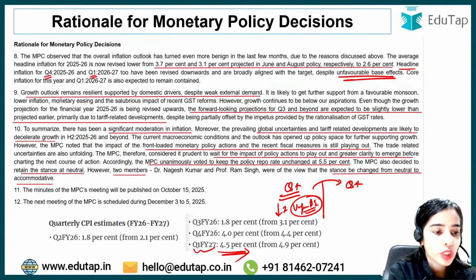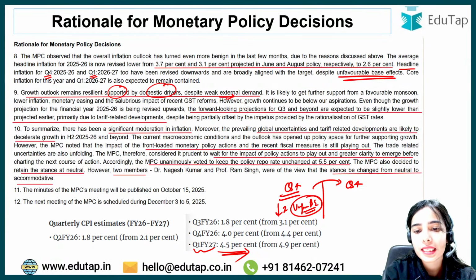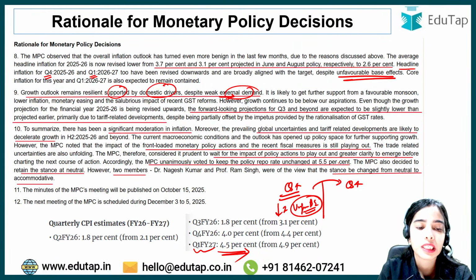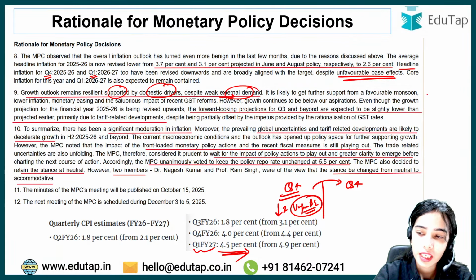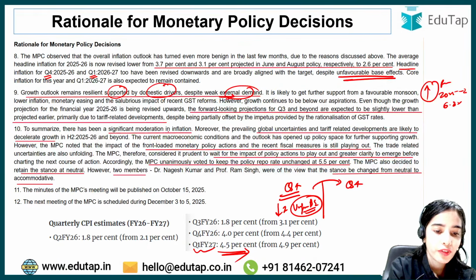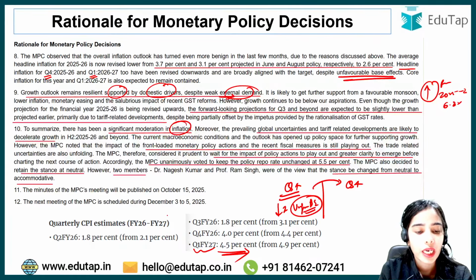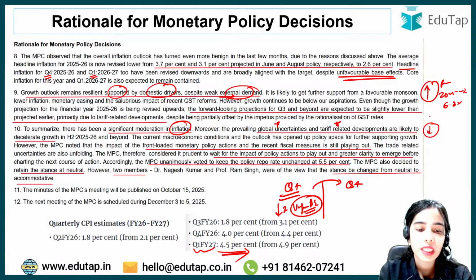Next, the growth outlook remains resilient, supported by domestic drivers despite weak external demand. External demand is weak, but the internal domestic drivers are very good, and it is said that there will be higher real GDP growth in 2025-26 at 6.8%. Significant moderation has come in inflation, and growth is happening even with global uncertainties and tariff related developments. They are likely to decrease growth, but the domestic drivers, the internal demand, are good.